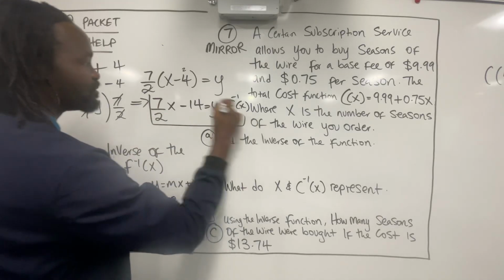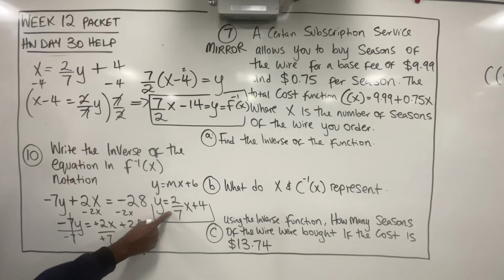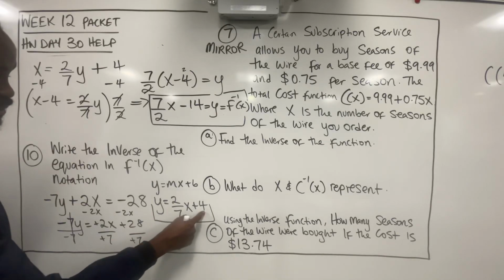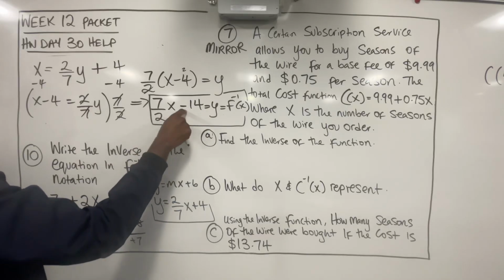This is the inverse of the original function that we started with. If this is the function, y is equal to 2/7 x plus 4, your inverse function is y is equal to 7/2 x minus 14.